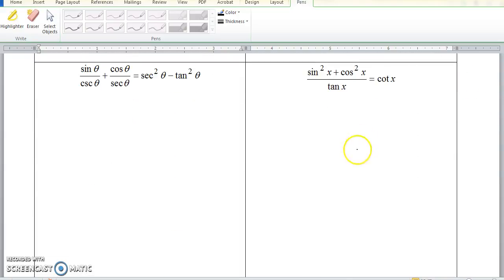All right. Next problem. Sine of theta over cosecant theta plus cosine theta over secant theta equals secant squared theta minus tangent squared theta. So this sine of theta, we're going to take that and divide it by cosecant of theta, which is 1 divided by sine of theta, plus cosine of theta divided by 1 over cosine of theta.